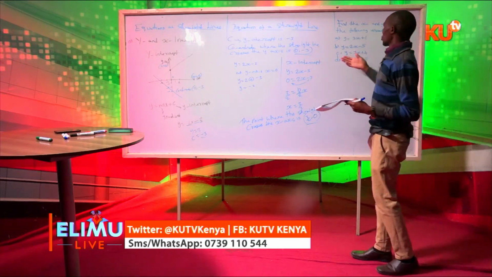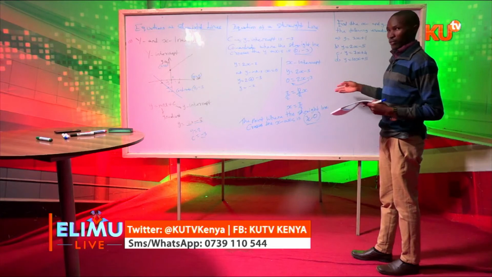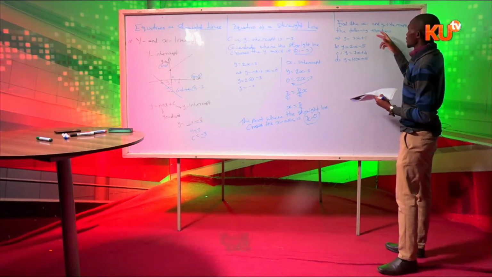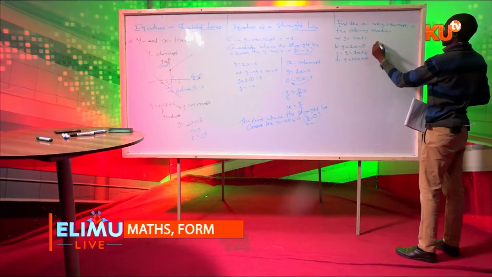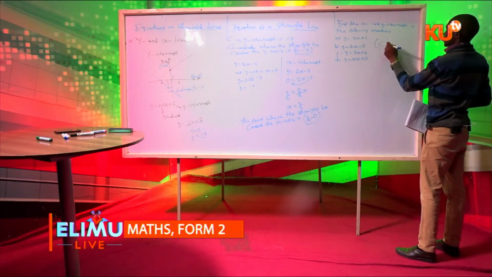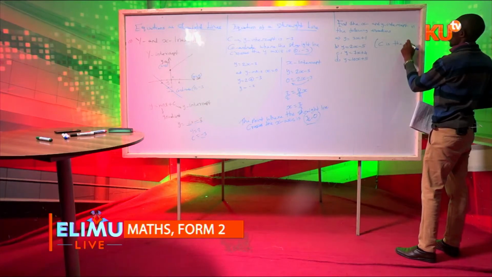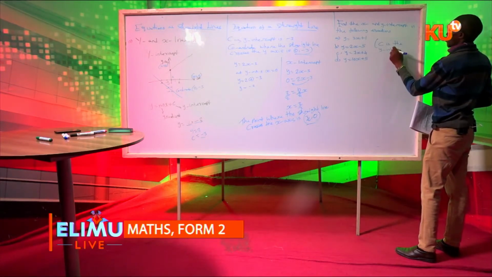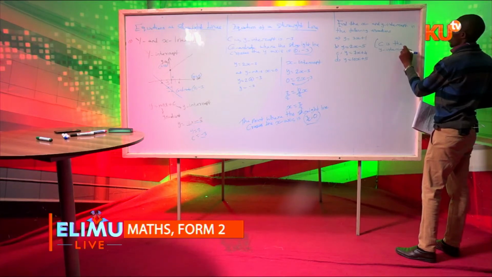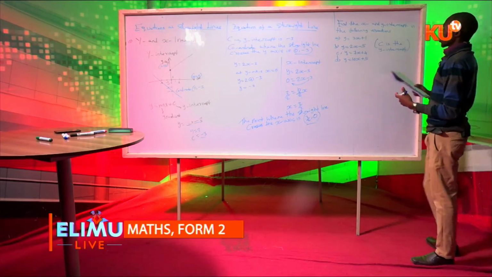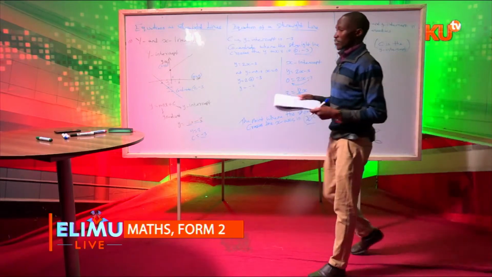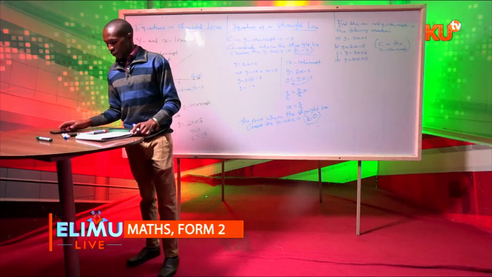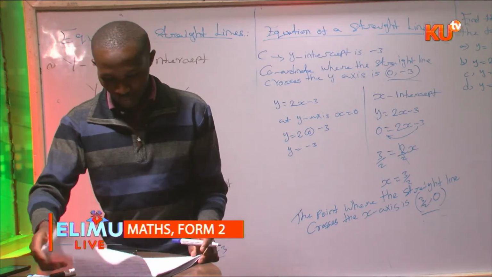Straight away you can be able to find the y-intercept. Don't forget that, because C is the, let me give you a hint here. C is the y-intercept. The point at which your straight line crosses through the y-axis.